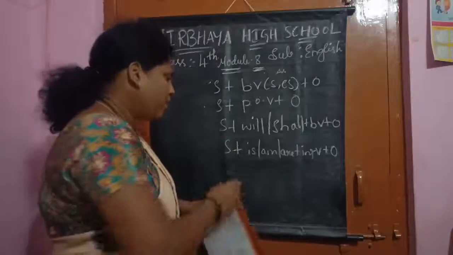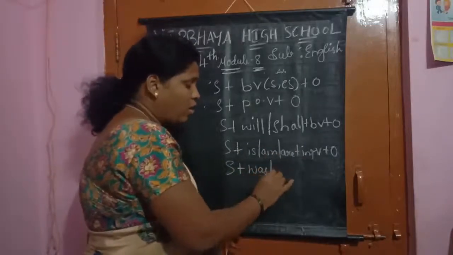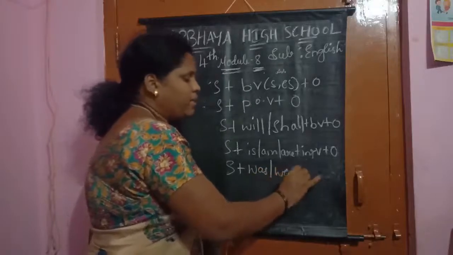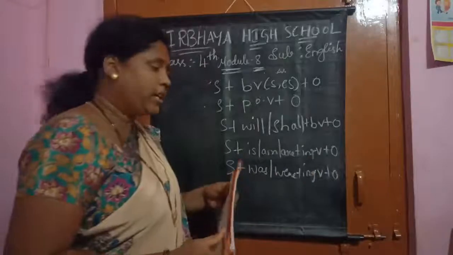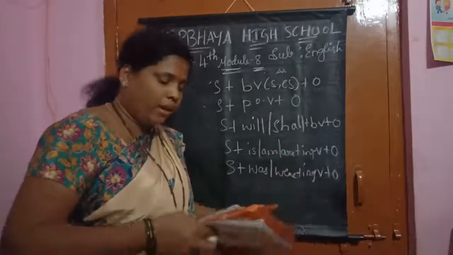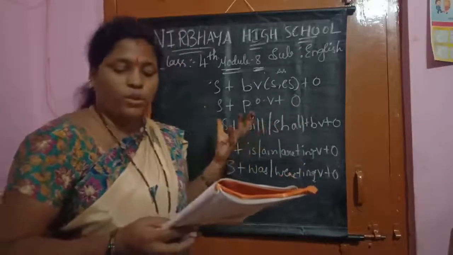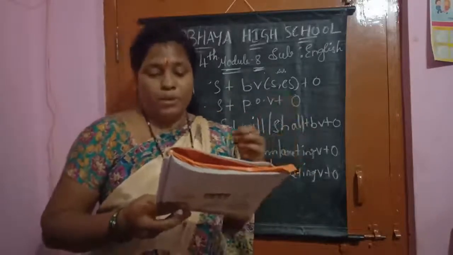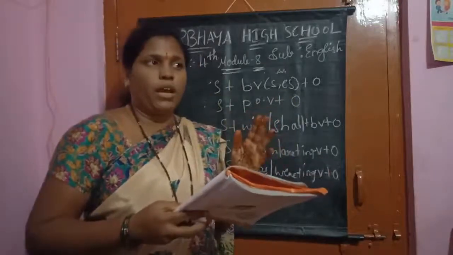Okay, children. Here see. Subject plus was or were plus ing form of verb plus object. The same. See here, this is present continuous tense. This is past continuous tense. Here, what is the past continuous tense? It refers to actions that were going on at a particular time in the past. Means in the past they were going on, and sometime they were done.